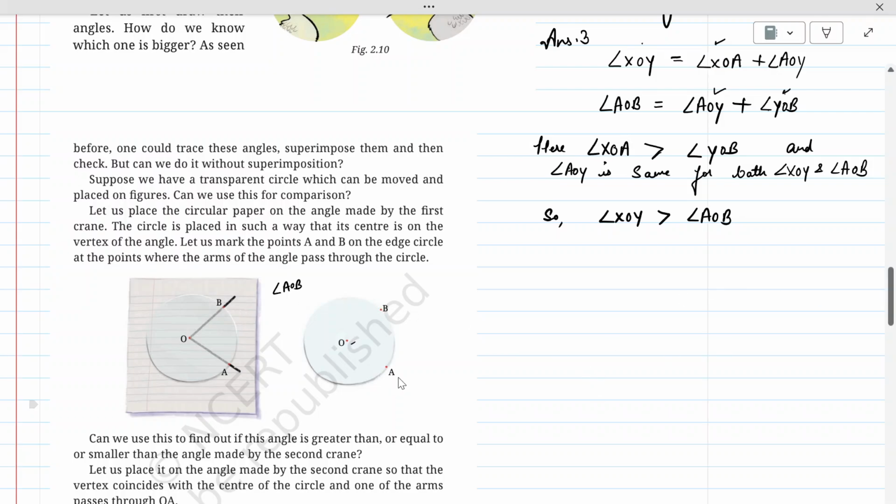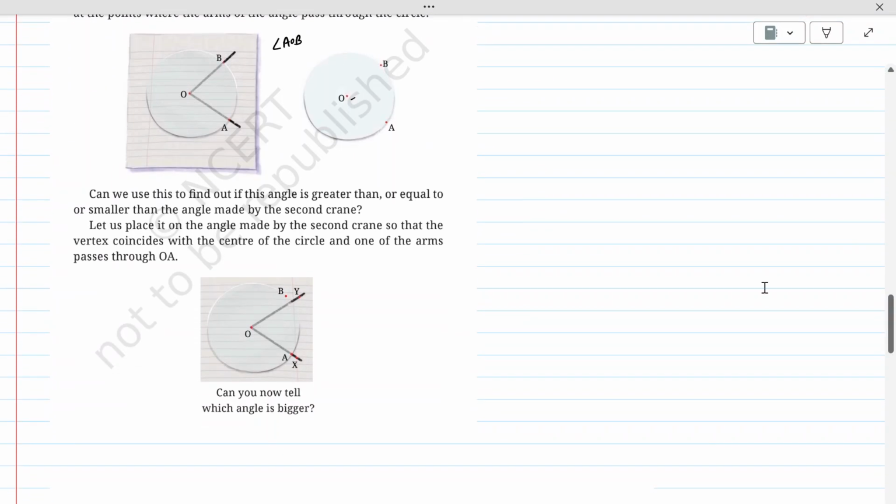Now they will take this circular paper and keep it on another sheet which contains another angle XOY. Again they keep it at the center of the other angle and mark the points, the arms of the other angle also. So for the first angle AOB, they marked the center as O, and A and B as the points, the arms. And for the other, on top of this, they are marking the arms of the second, but again the vertex should coincide with the center.